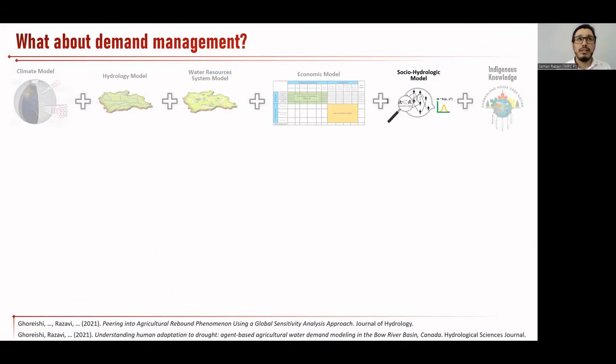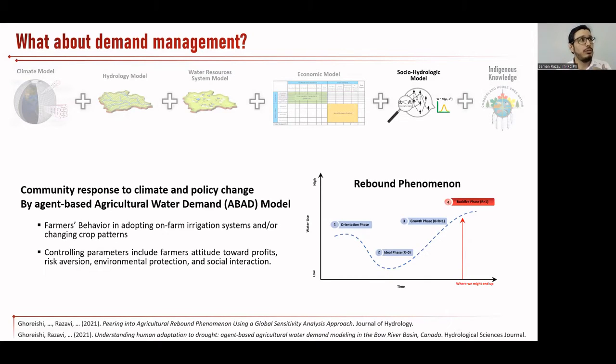Moving on to the next piece, socio-hydrologic modeling, and why that is important, because we need to look at the demand management as well. Not everything is about water supply. The demand side is also quite important. Either you want to manage it, or you want to have a good handle of how the water demand might change in the future. So for this piece, we looked in particular at the rebound phenomenon, or Jevons' paradox, in water demand. And we did so with the help of agent-based modeling. And our area of focus was the agricultural irrigation communities in Alberta.